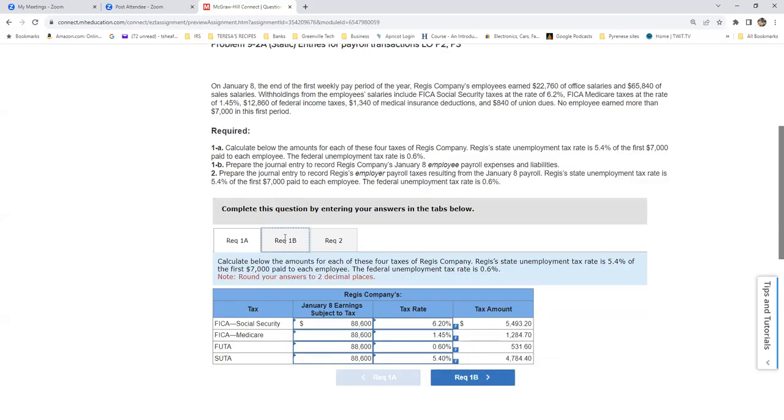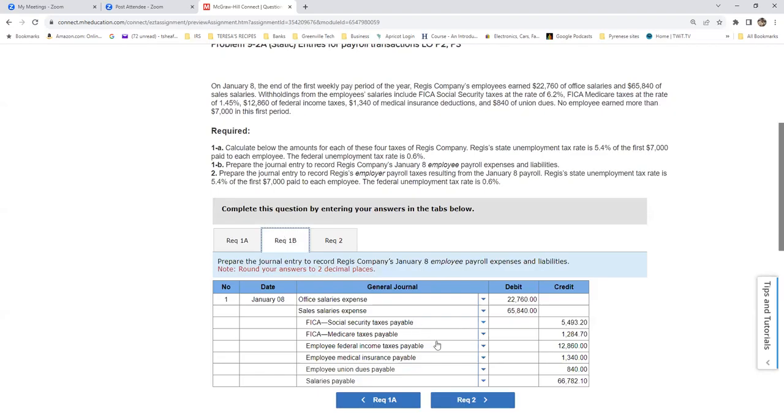On the next one, you're going to have to do a journal entry. Now, here's where you've got to break it up. Here, you're not going to put $88,600. You're going to break it up between office and sales salaries expense, but you're going to put in our payables of Social Security, Medicare, income tax, medical insurance, and union dues. And that's going to give us our salaries payable after you subtract all these amounts from the $88,600. That comes to $66,782.